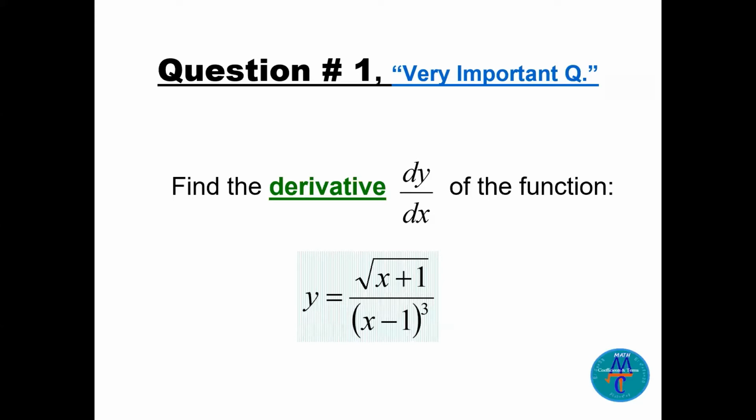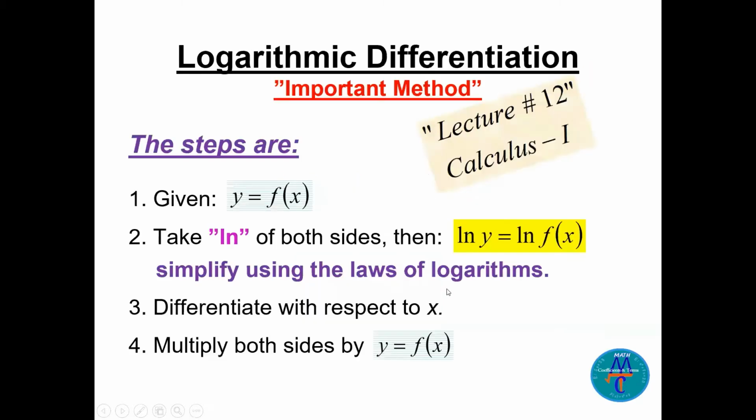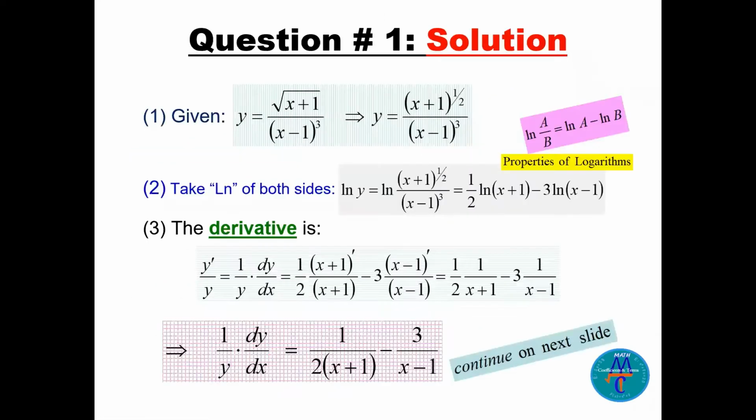Now you can use the quotient rule if you like, but it will be a little bit complicated. So let's use our method, which we have seen in lecture number 12 in the Calculus 1. We call it logarithmic differentiation. So the steps, look at the function y equals f of x, take ln on both sides, use the laws of logarithms, and then differentiate with respect to x. At the end, you multiply both sides by y equals f of x. You will see now the application here in this question.